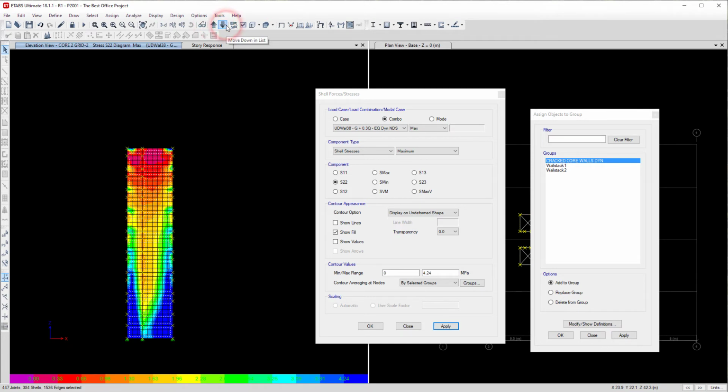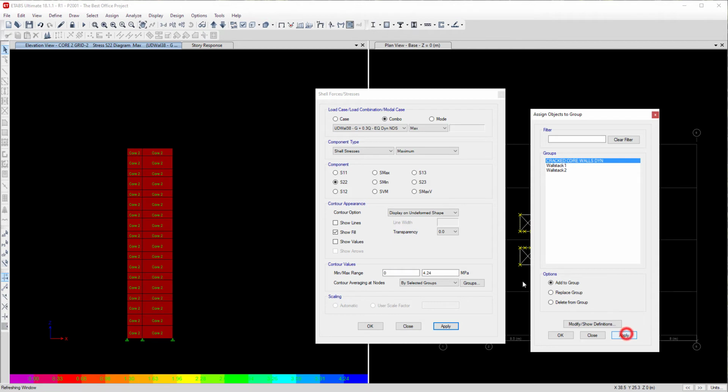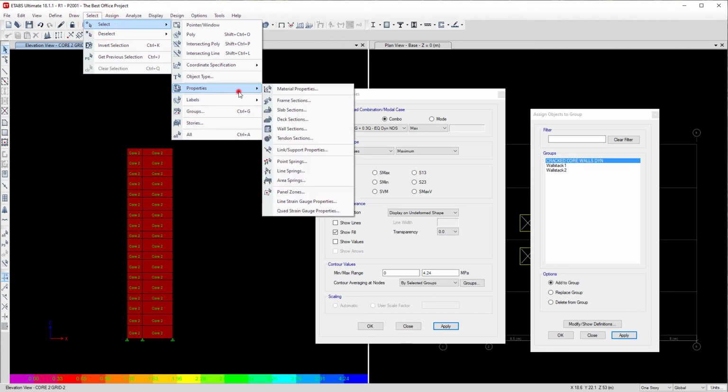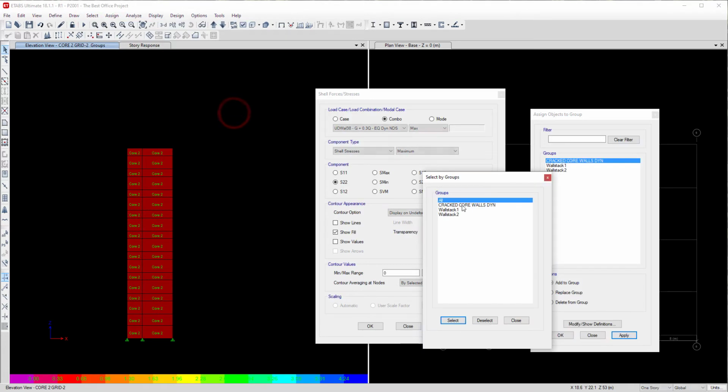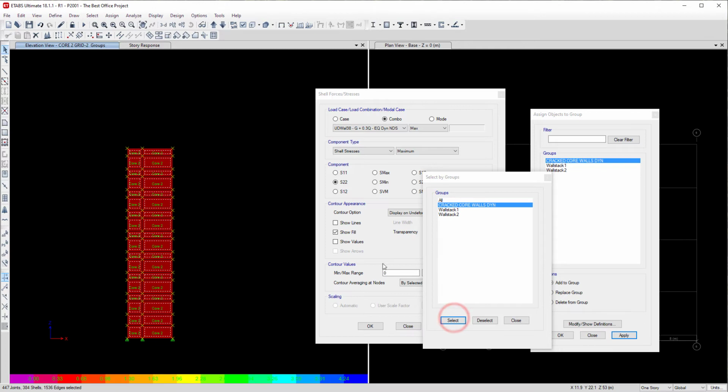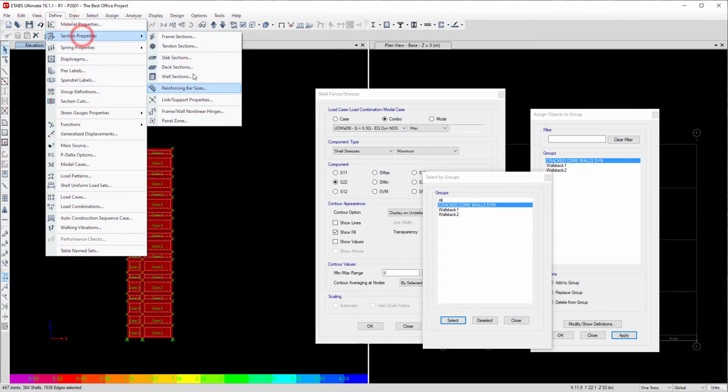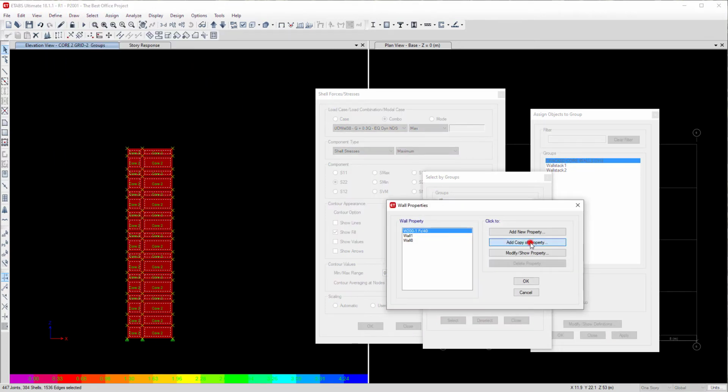All right, so these are the ones that crack. Let's assign them to our group and let's erase our analysis and select the ones that actually cracked. So how we select the group, and we go and define our wall section for a cracked wall. So we add a copy.